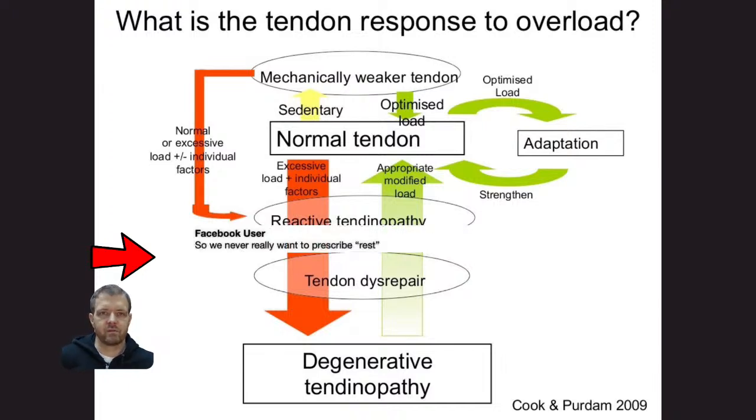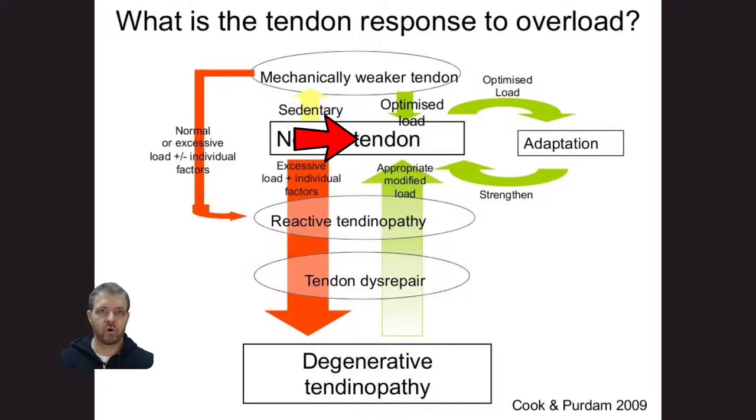That's a good question. So we never really want to prescribe rest, not for too long. Sometimes you do need to rest, but you don't want to do it for too long. And the problem with all of this is nobody knows what too long is. Nobody knows what optimal load is. The only person who's going to know is the person that is doing the exercises, and then monitoring how they respond.